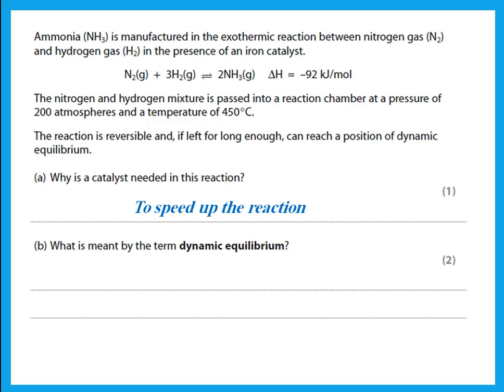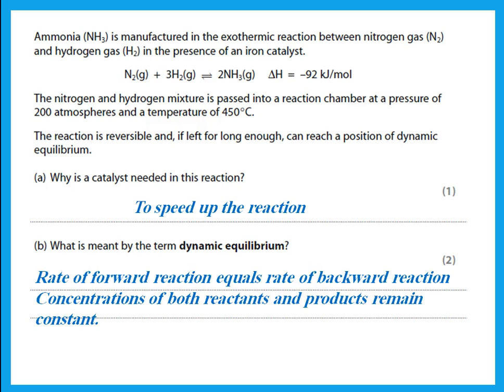What is meant by dynamic equilibrium? Do you remember we said what is dynamic equilibrium? We said the reversible reaction will keep going forward and backward until it reaches dynamic equilibrium. What is dynamic equilibrium? This is when rate of forward reaction equals rate of backward reaction and concentrations of both reactants and products remain constant.